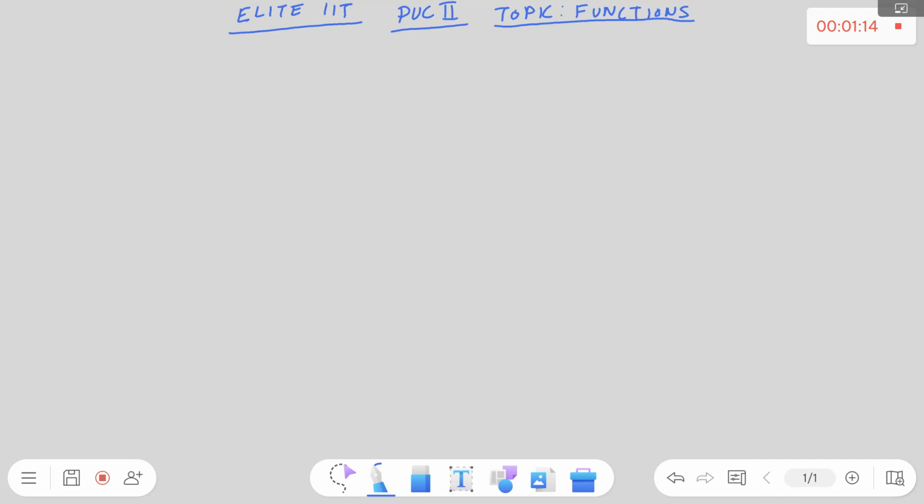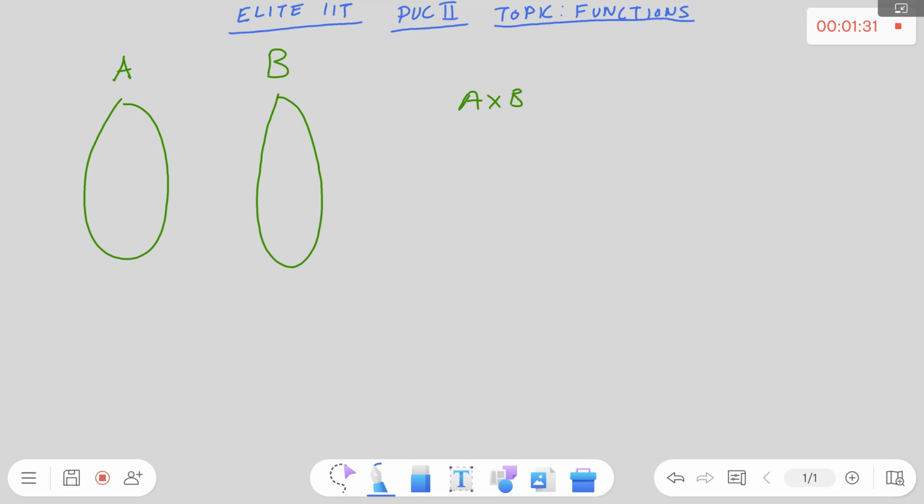Now let us see what this function actually means. Let us take any two sets, A and B. Just now we discussed A and B. Suppose we consider A cross B. We are considering A as the first set and B as the second set. A function will also be a subset of this A cross B. So a function will also be a set which has elements of the form ordered pair, since it is a subset of A cross B. Now, what is the property of this function?